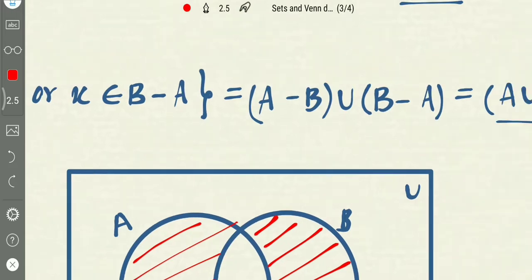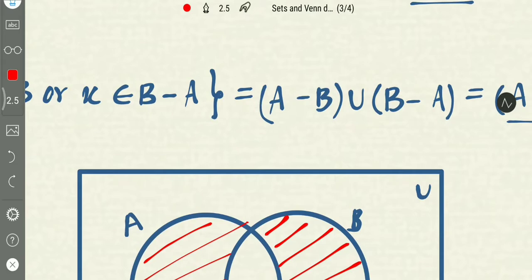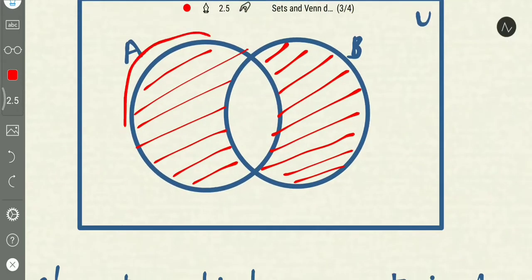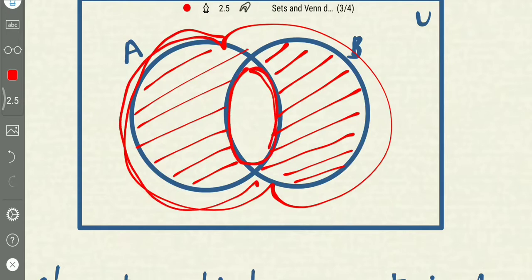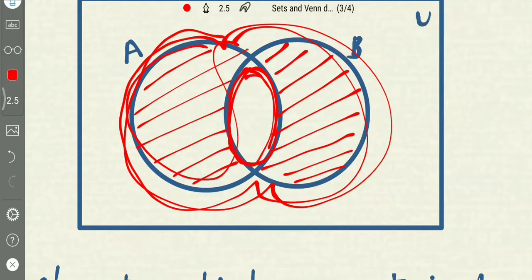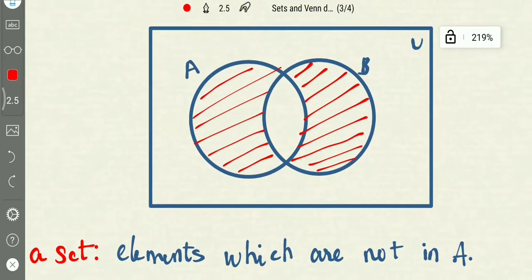And there is another formula: A union B minus A intersection B. If you see here, what is A union B? This is A union B, right? And what is A intersection B? This is A intersection B. If we take A union B and remove this one, we will get this one and this one. So it can also be represented as A union B minus A intersection B.